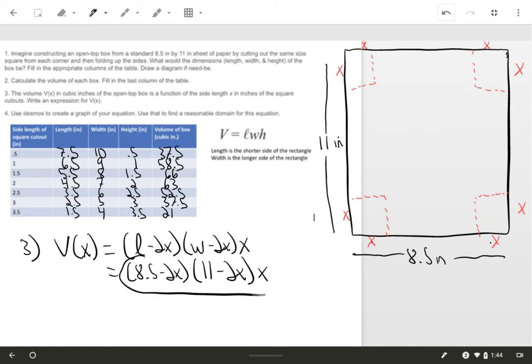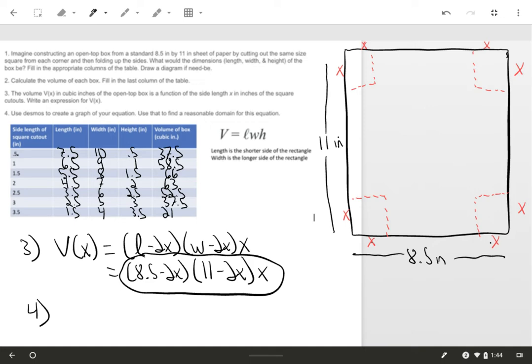Okay, so this right here is an expression for the volume of the box when I have an original piece of paper of 8.5 by 11, meaning if I plug in, say, a 1/2 inch for x, I should get a volume of 37.5. If I plug in 1 for x here, I should get a volume of 58.5, so on and so forth. But that is your expression.